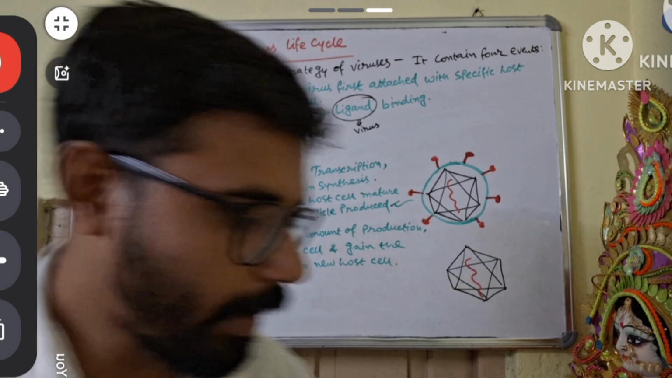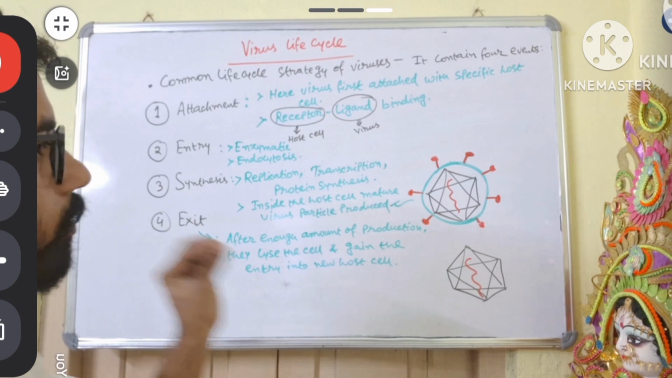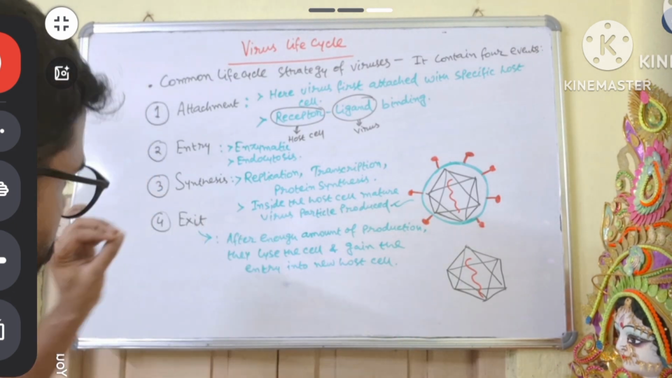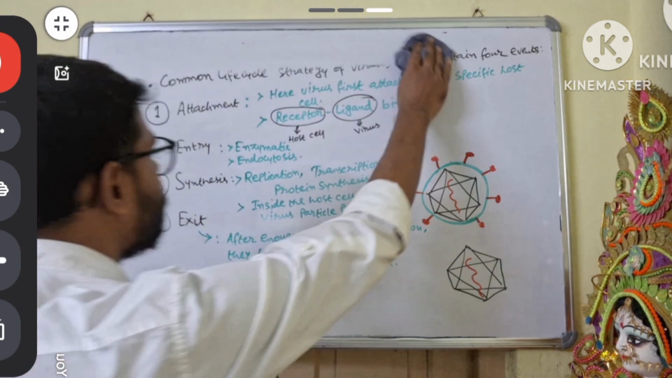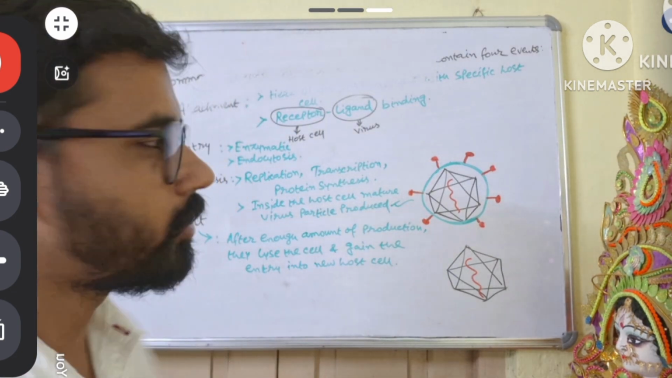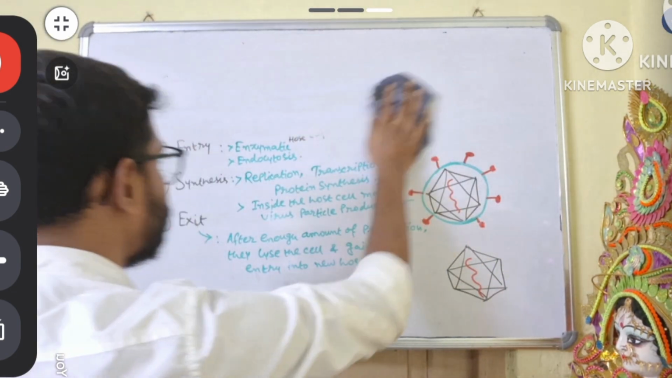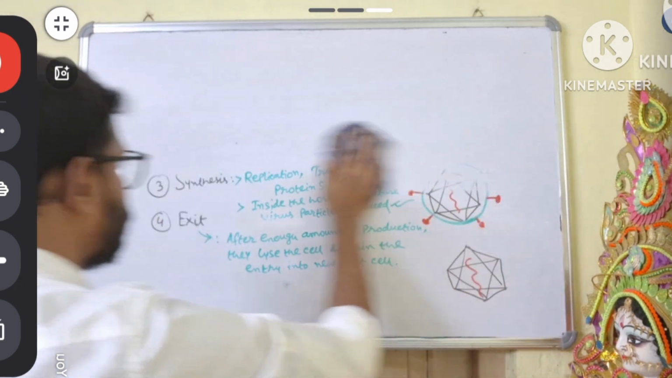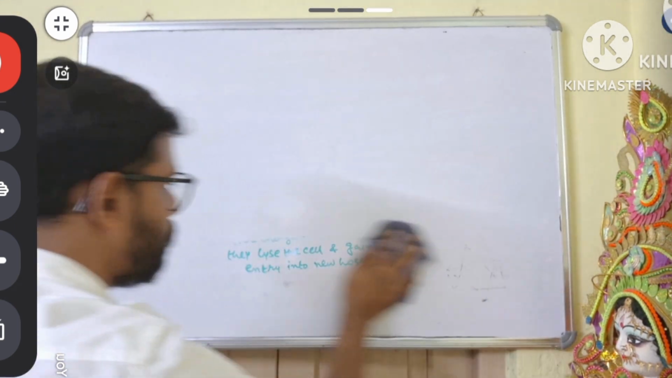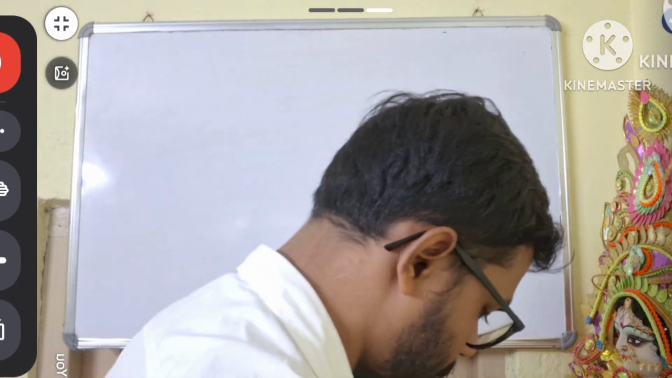Clear? So virus, this life cycle is a very general way. Now we look at the special virus life cycle, that is bacteriophage. More or less same, but there are two types of life cycle in bacteriophage. One is lytic, another is lysogenic. So how are they different? We will now recognize that. So bacteriophage, my next topic. Its structure and life cycle.